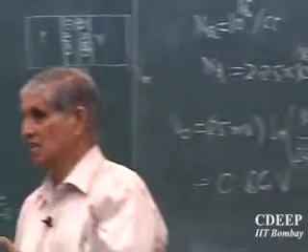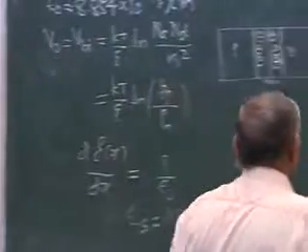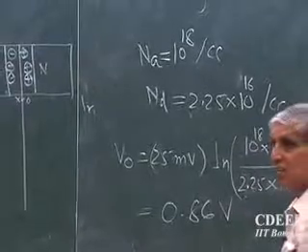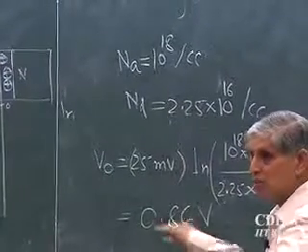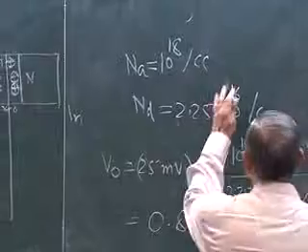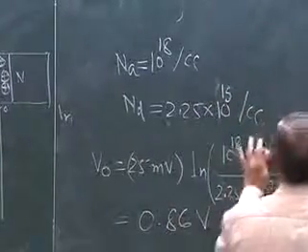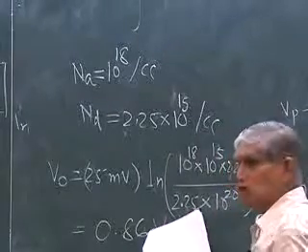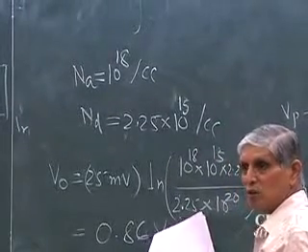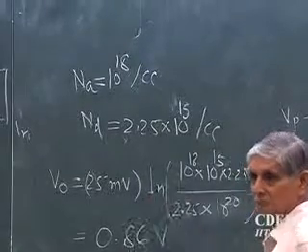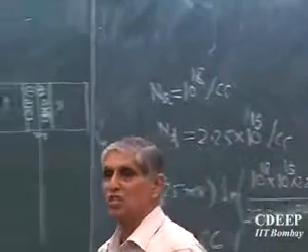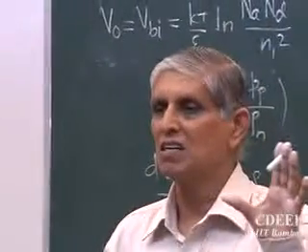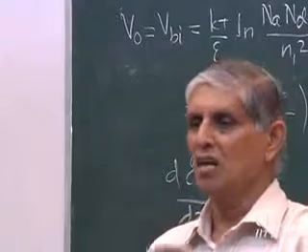This is very high. Why is it high? If it is 10 to power 18 and this is 10 to power 16, you are coming closer to NC and NV. Is that correct? If you reduce this to 15, the ln will be reduced by one, and this will reduce to 0.68 or 0.72 or so. So what we are trying to say is that depending on the NA and ND values, you may get a V0 which is higher or lower.